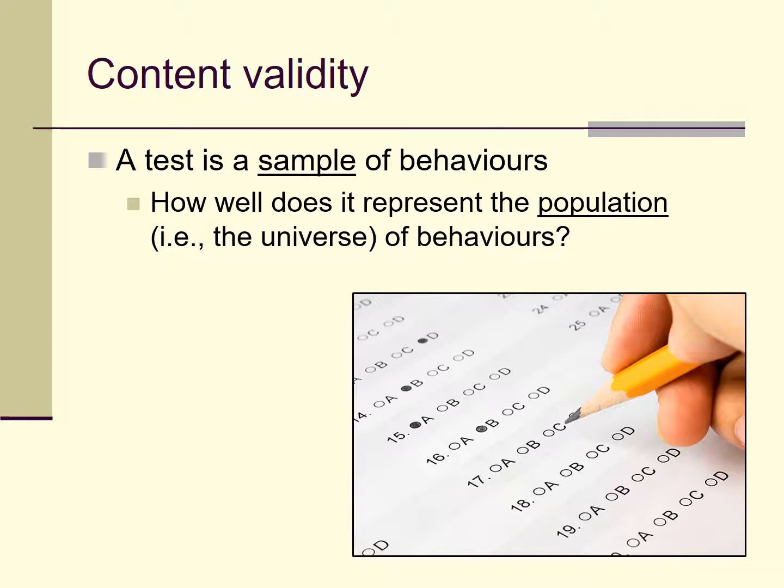There are 10 items on your questionnaire, on your test. There may be hundreds or even thousands or tens of thousands of items that could have been on that test, and for whatever reason you chose those 10. It's a sample, and it's necessarily limited in that sense. It cannot be all the items that could possibly be on the test. It is hopefully, though, a representative or generalizable sample of that universe.